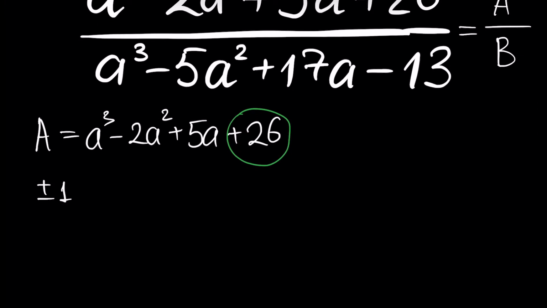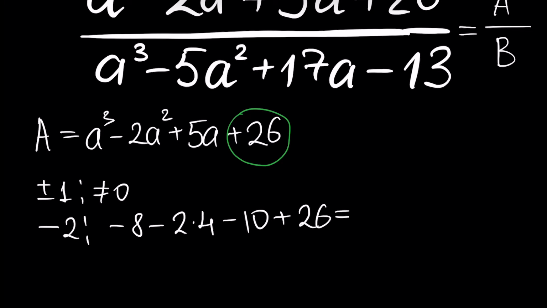If we insert instead of a plus or minus 1, it will not be equal to 0. But let's check plus minus 2. And if we insert minus 2 instead of a, it will be minus 8 minus 2 times 4 plus, minus 10 plus 26, which is actually 0. That's why minus 2 is one of the roots of this equation.